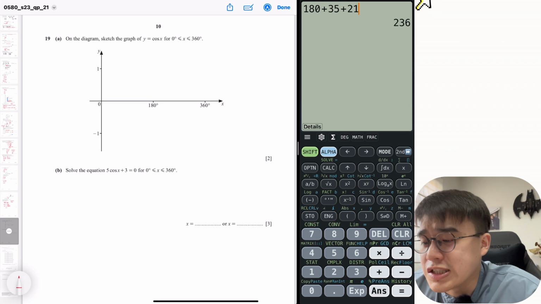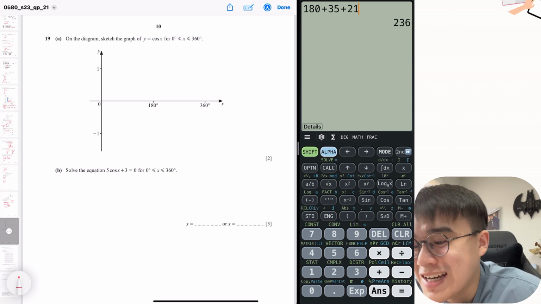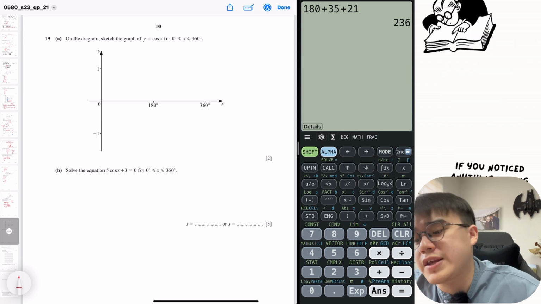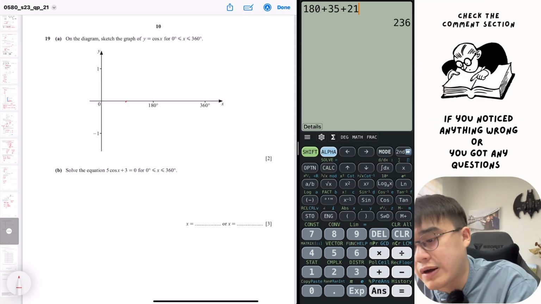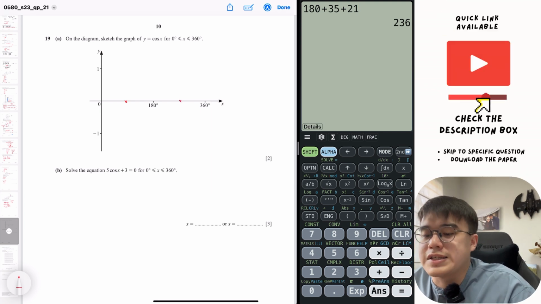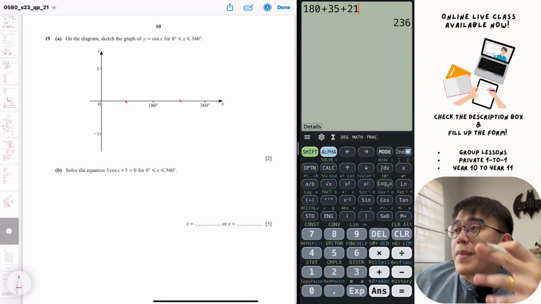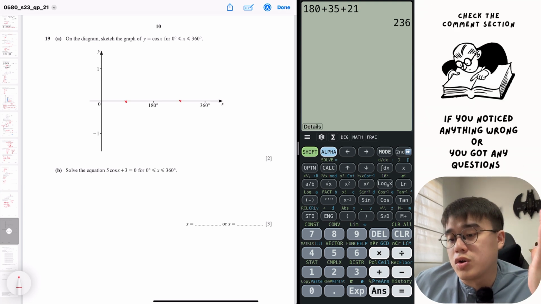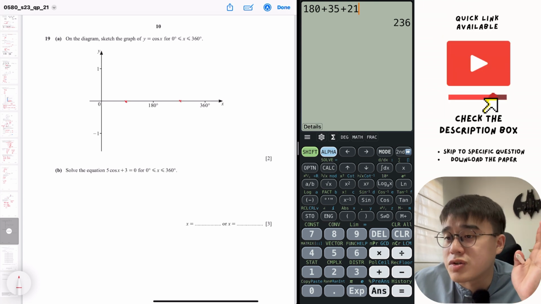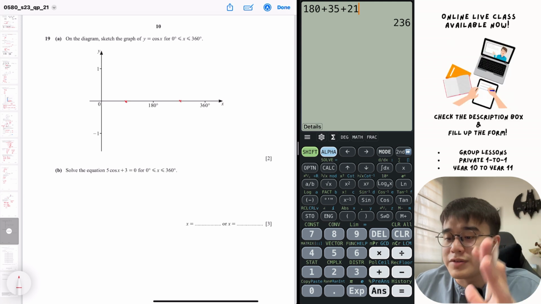Question 19 is the newly added, not newly anymore since it started in 2020. It's actually a cosine graph that they are asking you to sketch. So to help you with it, I'm going to draw out the 90, which is roughly around here, and the 270 degree. So how a cosine graph looks like is that it will start from the highest point of 1, okay, because for maths, they didn't actually test you on vertical translation. They didn't test you on amplitude. They didn't test you on period. So what you're sketching here is just the default, the basic graph.